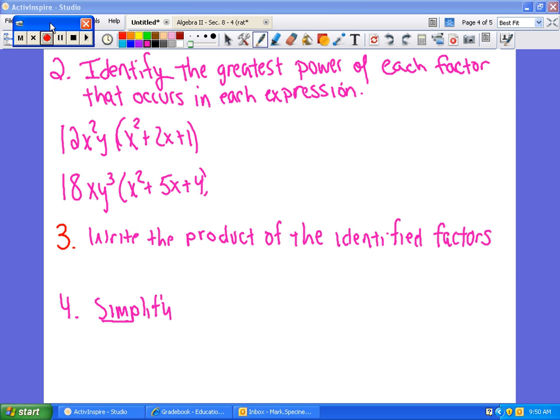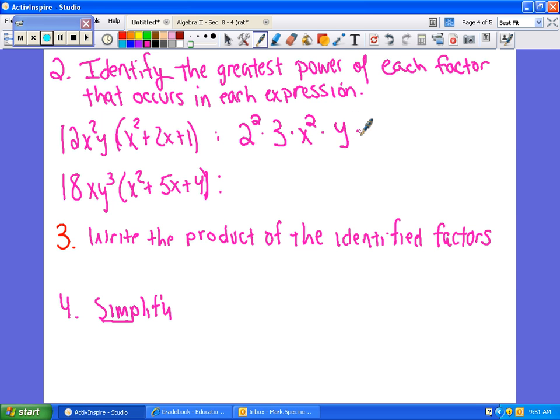Okay, the next step is to identify the greatest power of each factor that occurs in each expression. And what that means is, you want to line up all the factors of each number that we came up with. So for example, for the top one, we had 2 squared times 3 times x squared times y times x plus 1 squared.